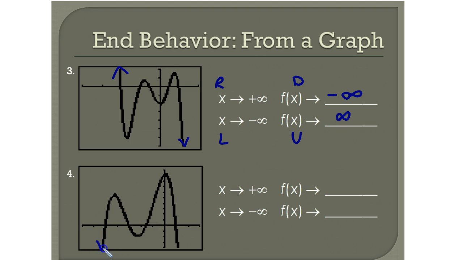Example number 4: right side is down. That's negative infinity. Left side is also down. That's negative infinity. Both of them are down.